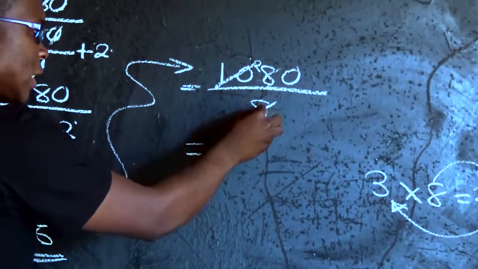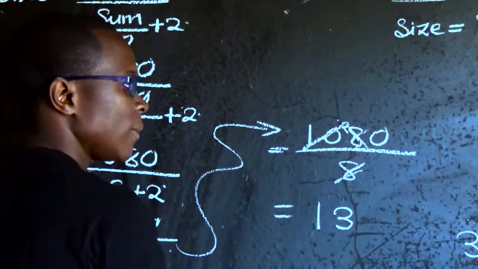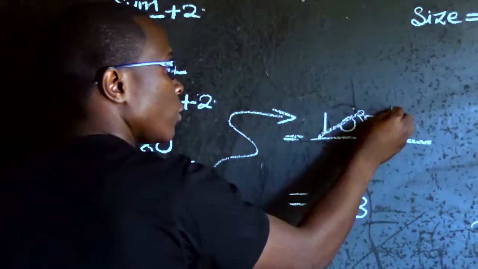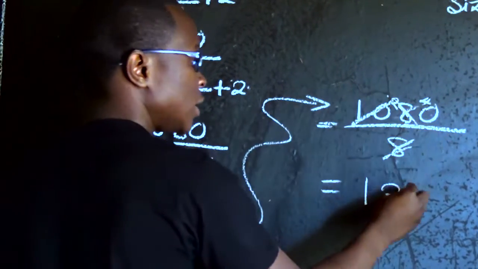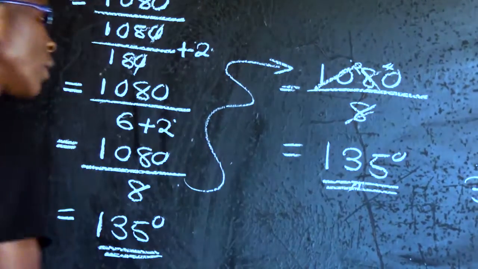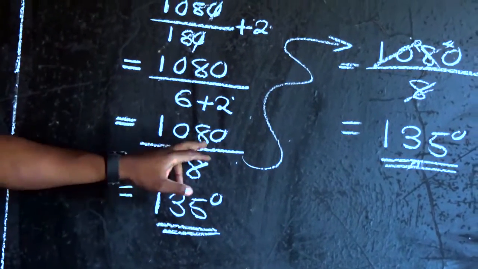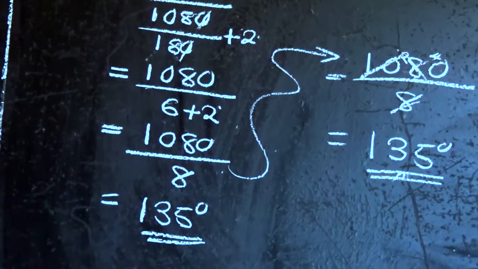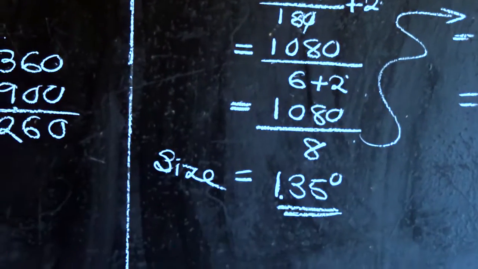So 8 into 28 is what? It's 3, remainder 4. So we're going to have a 4 here. So it becomes 40. 8 into 40 is what? It's 5. So this is why I obtained my 135. This is where my 135 came from. 8 into 1008, you get 135 degrees as the size of interior angles.